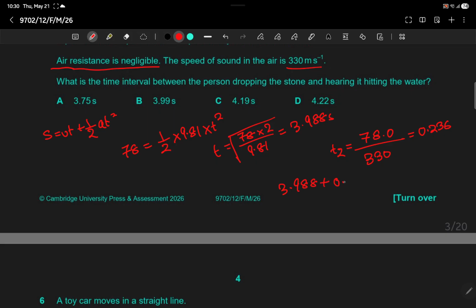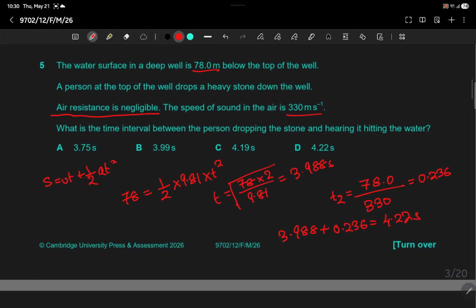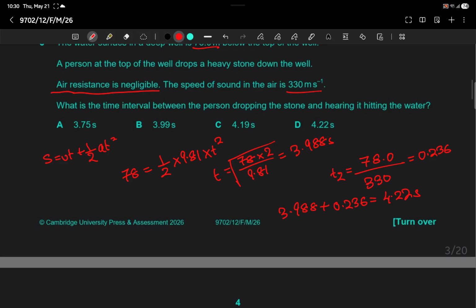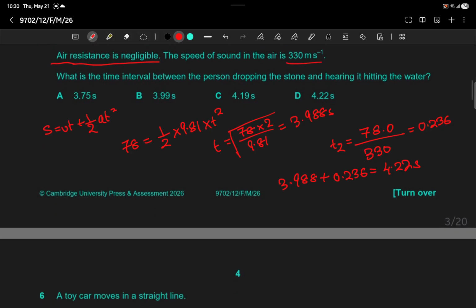So now if we add these two times, 3.988 plus 0.236, we get 4.22. The reason we're adding is first the stone falls down 78 meters, then when it drops, there's a sound, right? And it reflects up, and then you hear the sound. So we have to add the time. So the time it takes for it to fall down, and the time for us for hearing it hit the water. That's why we're adding it up, and we get 4.22 seconds.